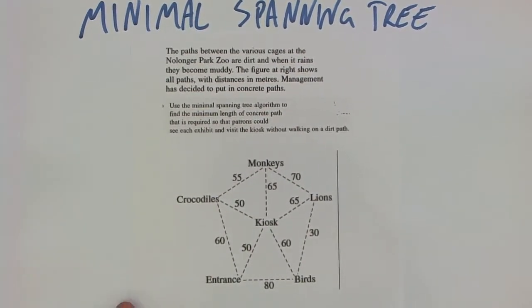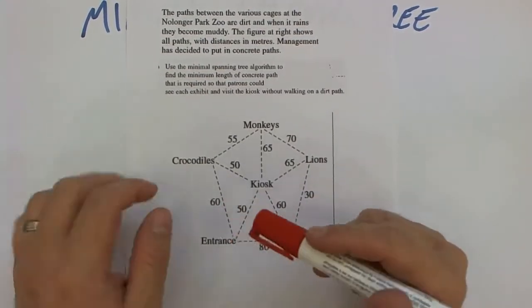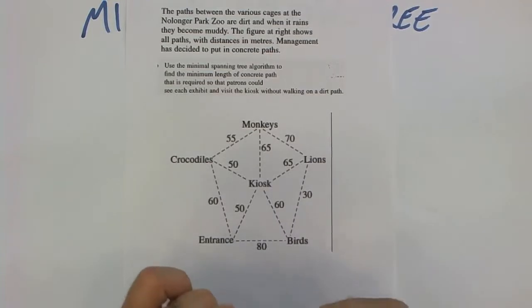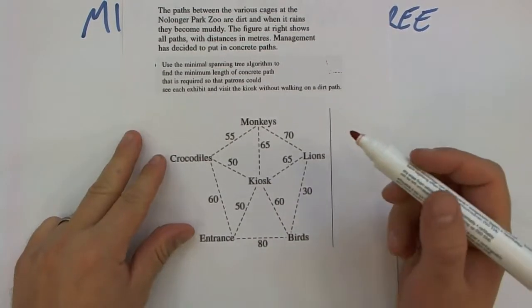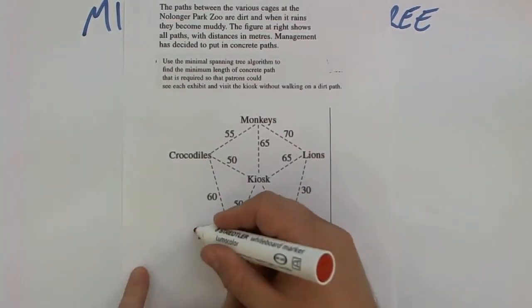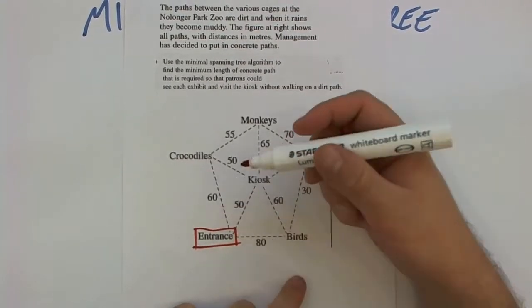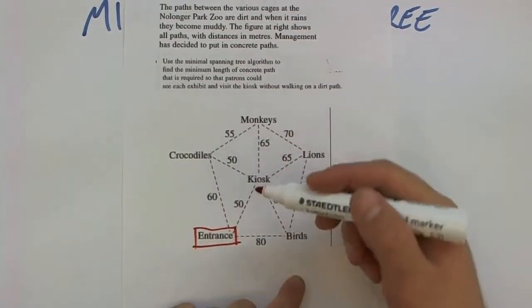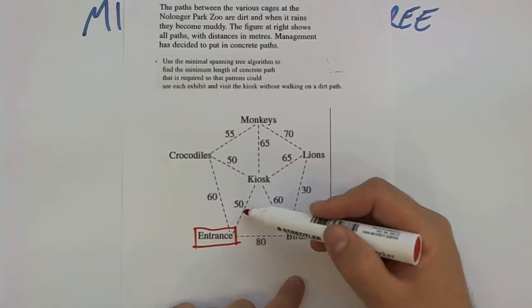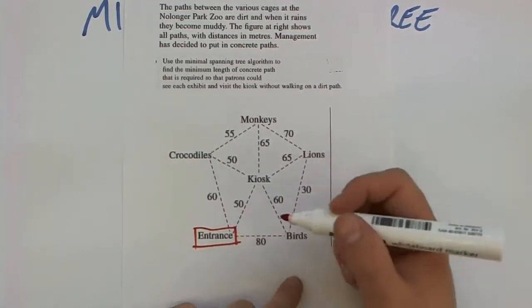Cool thing with the minimal spanning tree is you don't have to have a designated start spot. You can just pick anywhere to start. Okay? So let's start at the kiosk. Most people at the entrance, actually. Let's do that. Let's start at the entrance. So, entrance, what you do is have a look. What is the path that is the shortest from the first node that we've got?